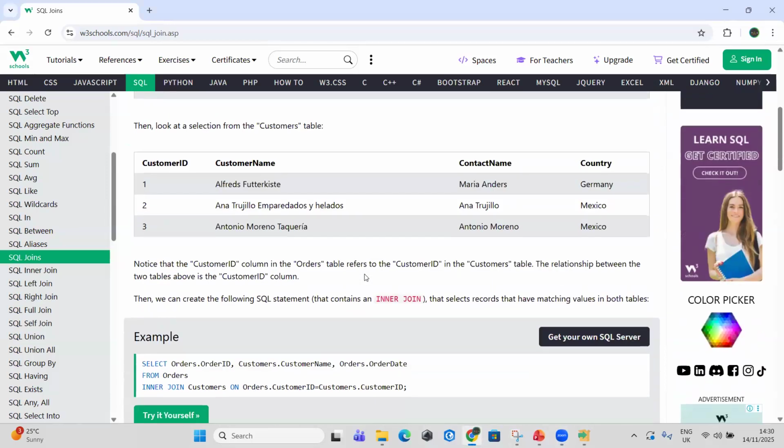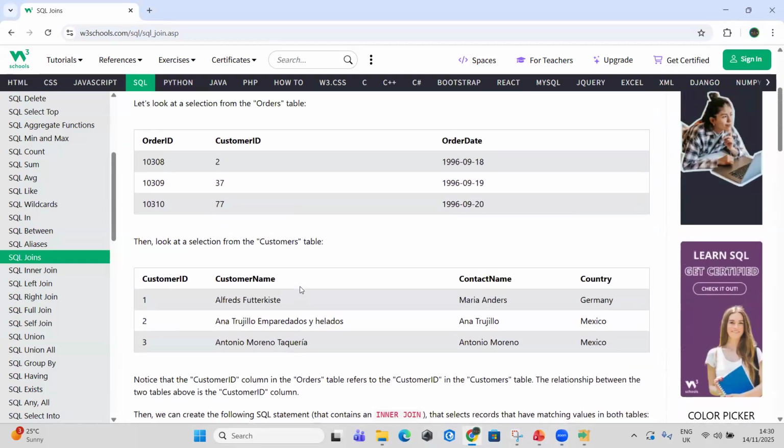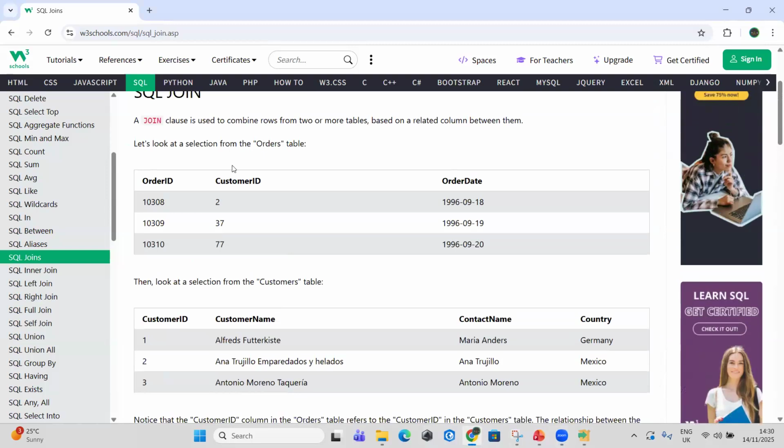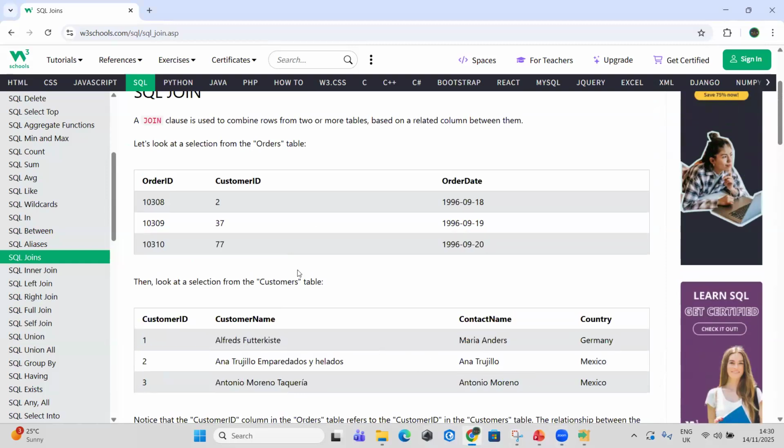Now I will tell you how this thing works. Now, because we are working with multiple tables, right? This is one table, and this is another table. And we have to create a combination of it.